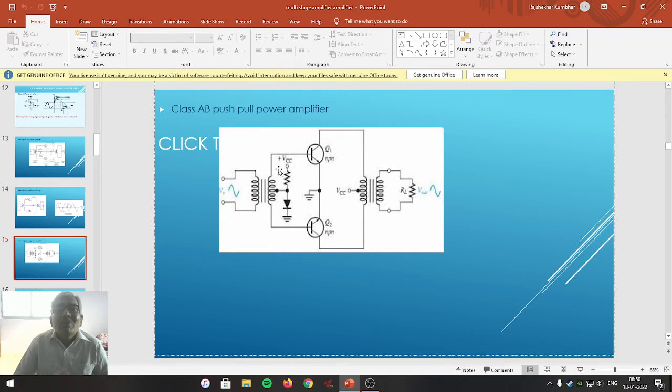When the positive half cycle is given to the base of transistor Q1, it is forward biased. Simultaneously, transistor Q2 will be reverse biased as its base receives the negative half cycle. Q2 doesn't conduct the current IC2 and Q1 conducts the current IC1 that passes through the upper half of the output transformer.